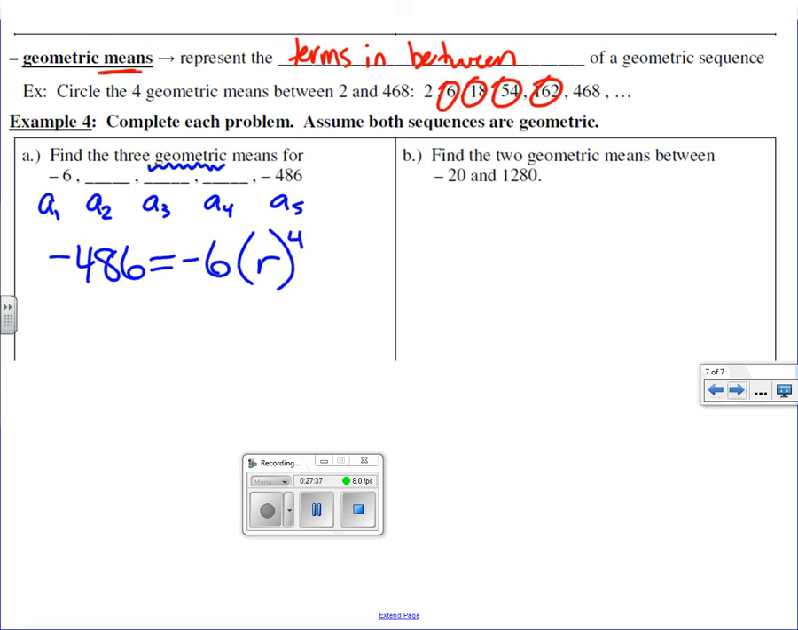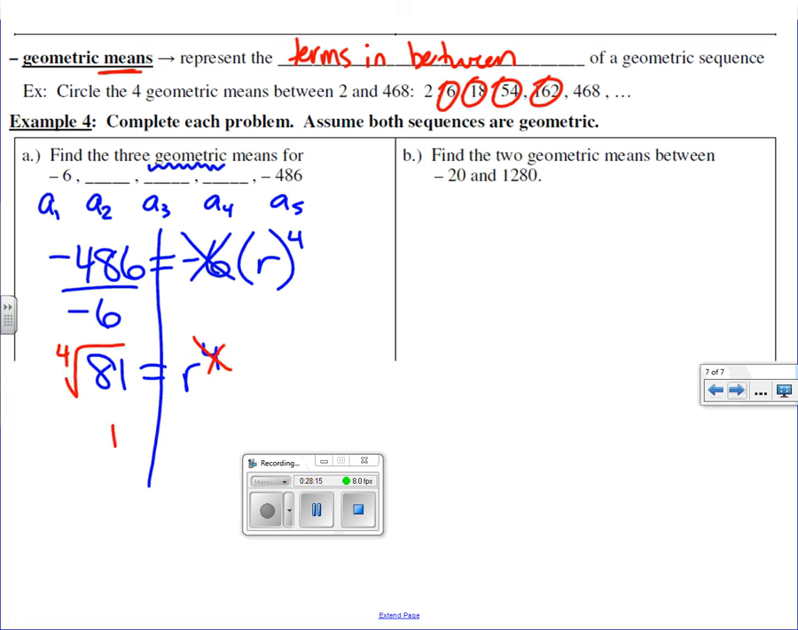Okay, let me call on somebody. Jasmine, what would you have to do next to get R by itself? Okay, before you do that, you got to move the -6. How do you move the -6? Divide it. You got to divide by -6 first. What does that give you? 81? Okay. 81 equals R to the 4th. And Jesse, what do you do next? 4th root it. And what are y'all getting? 3. Okay, go back and fill in the blanks.